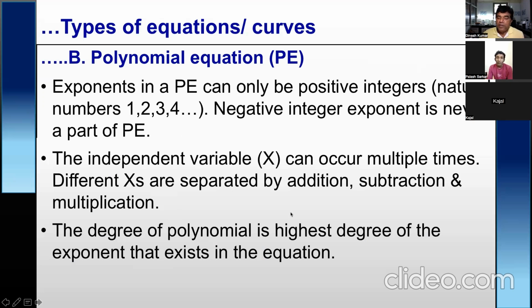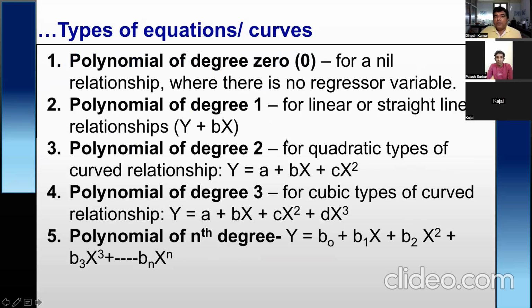The degree of a polynomial is the highest degree of the exponent that exists in the equation. Now, polynomial of degree 0: if x power 0, then there is no relationship, since there is no regression variable. Here there is no x, so in degree 0 there is no relationship. Polynomial of degree 1 is linear, or a straight line. Equation is y equals a plus bx. Polynomial of degree 2 is for quadratic type equations, y equals a plus bx plus cx square.